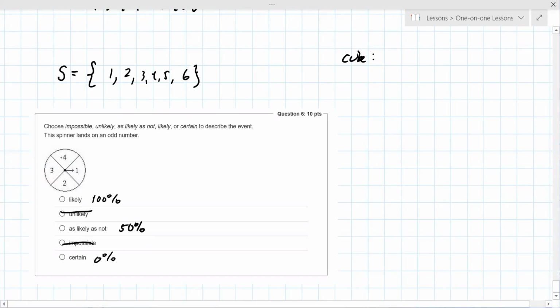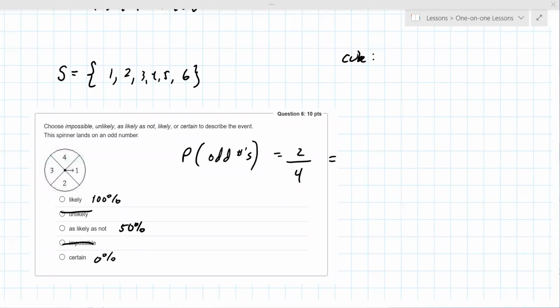What if it lands on 4? Is that an odd number? No, it's not. Okay, so how many odd numbers are there? There's two. And how many total are there? 4. Okay, so what is the probability? One half, 1 out of 2.